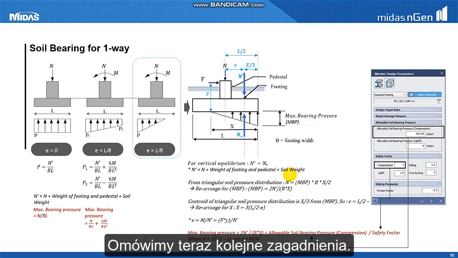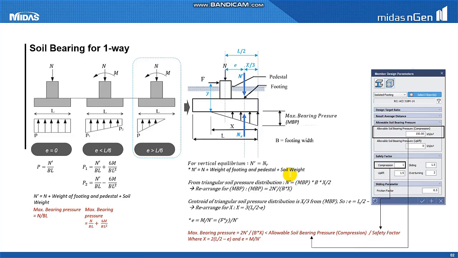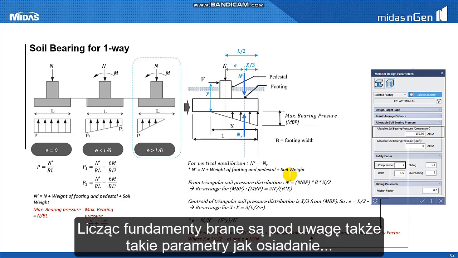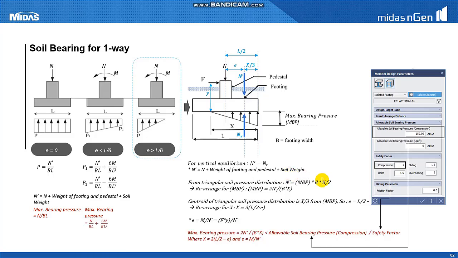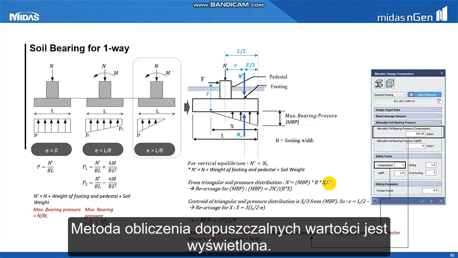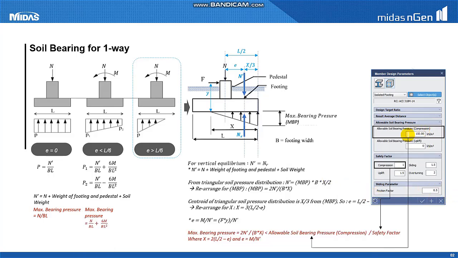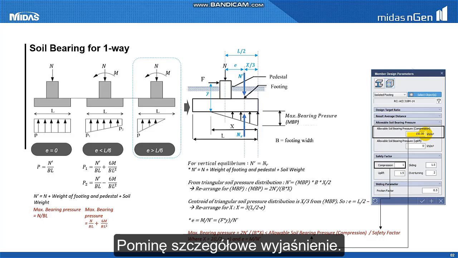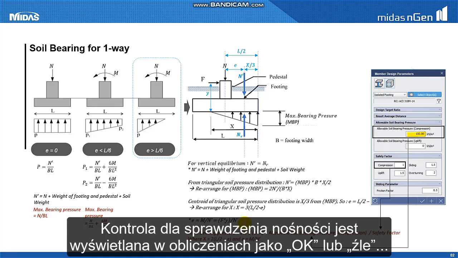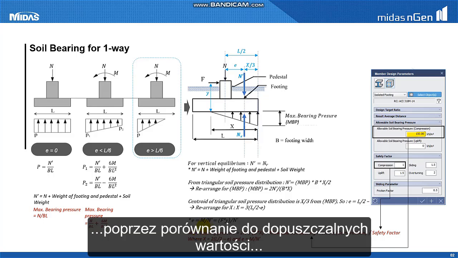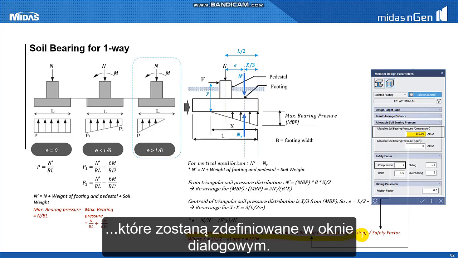The following is a review of the stability check. Soil bearing, overturning moment, and sliding are reviewed for stability check. The first is the soil bearing check. The method of review is as follows. I'm not going to explain how to calculate soil bearing pressure here. The stability check for soil bearing is shown as OK or not good by comparing the allowable soil bearing pressure value set in the design parameters to the maximum bearing pressure.